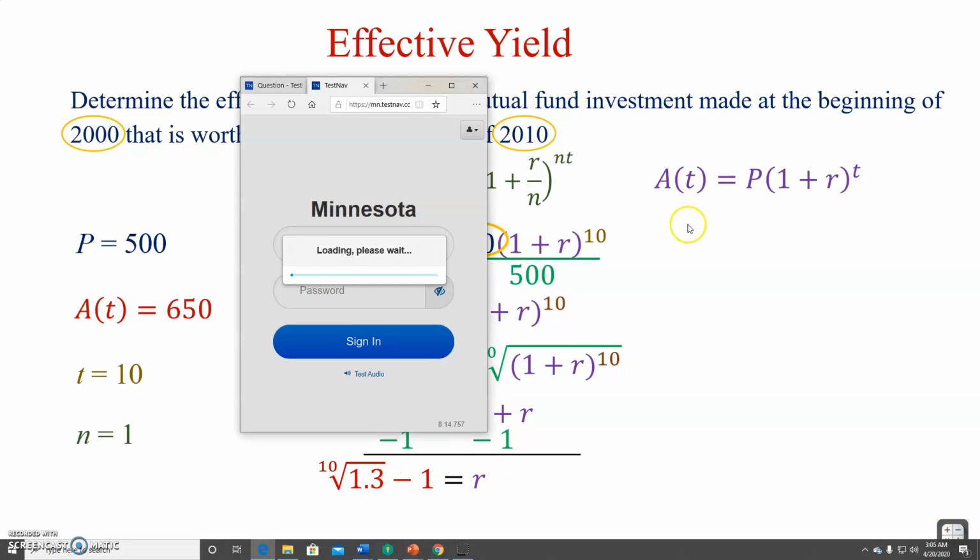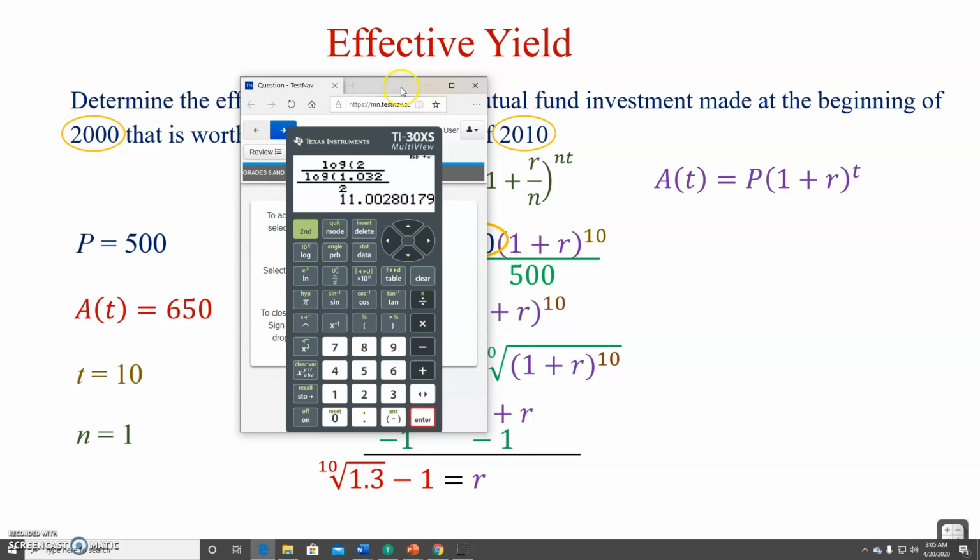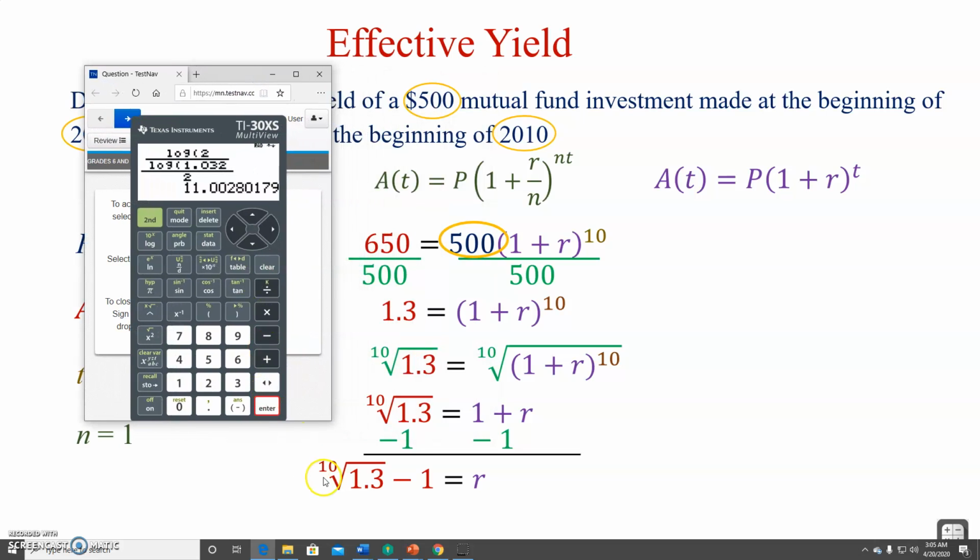So let's see what we get. Alrighty. We're taking the 10th root of 1.3. Again, we first have to type the 10, the root index. And right there, there's our generic root button. So second, 10. So we have the 10th root of 1.3. Move it over so it's away from the vinculum. Subtract 1 on both sides.